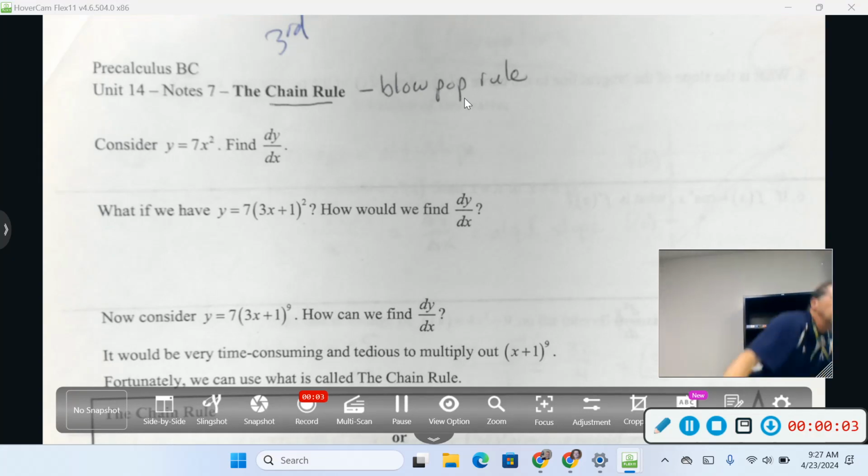Okay, so chain rule is... Chain rule is, I call it the blow pop rule. If you remember in the classroom behind me, those are Tootsie Roll Pops, but they'll work the same way.